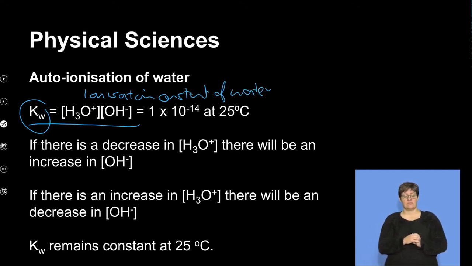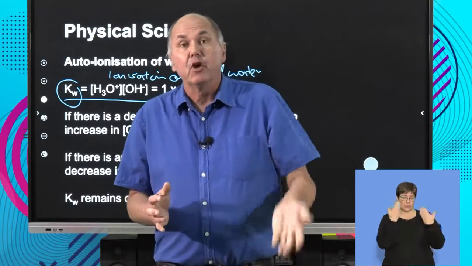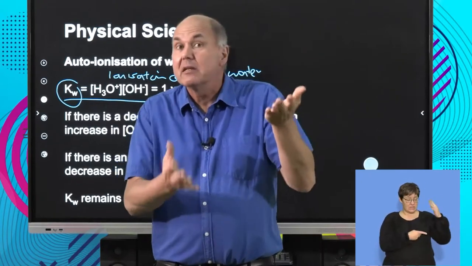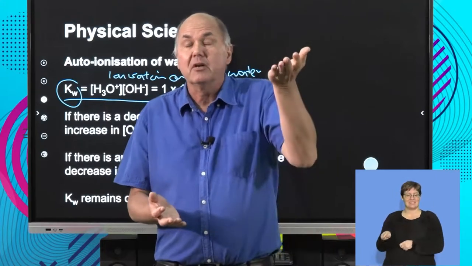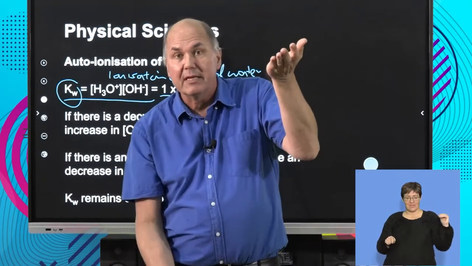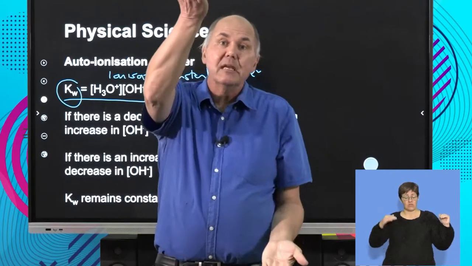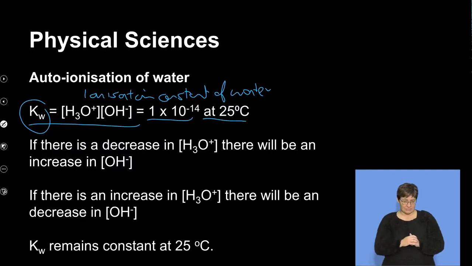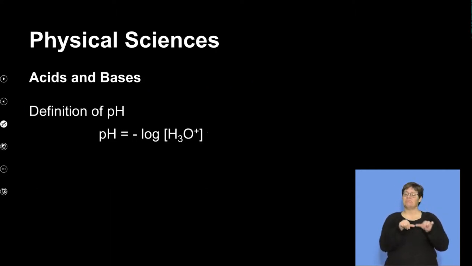And what's quite nice about this is at a particular temperature, it has a value. Remember, that value is not going to change if the temperature doesn't change. So if the concentration of the hydrogen ion increases, for example, the product still has to be the same. So the hydrogen ion concentration increases, which means the hydroxide must decrease. If the hydroxide increases, the hydrogen ion must decrease. The product of the two has to always be the same. And so we recognize that no matter what, the Kw remains the same at that temperature.